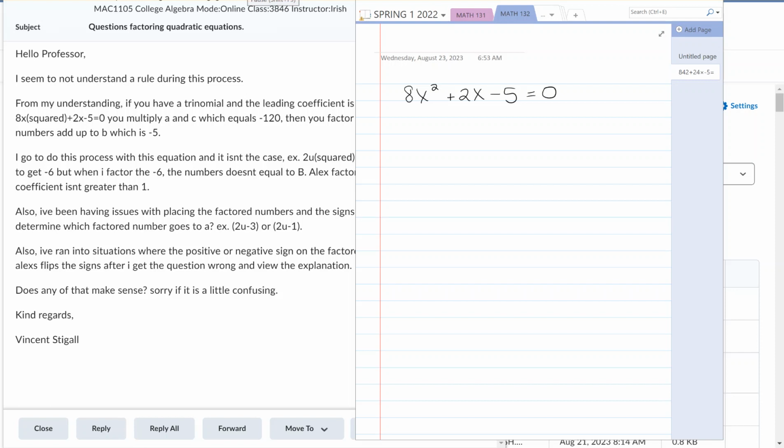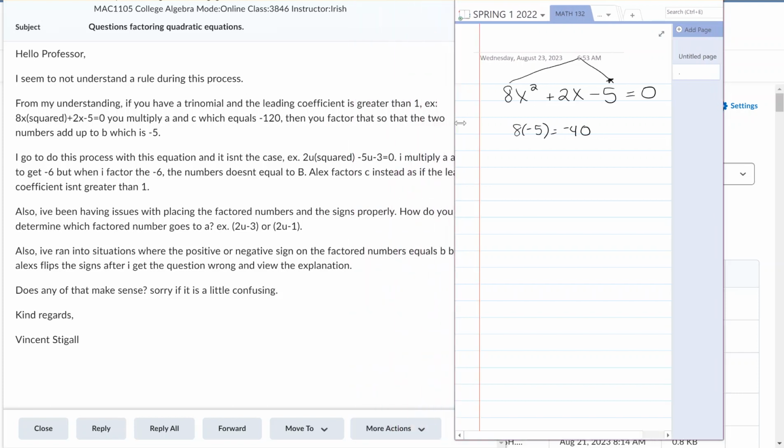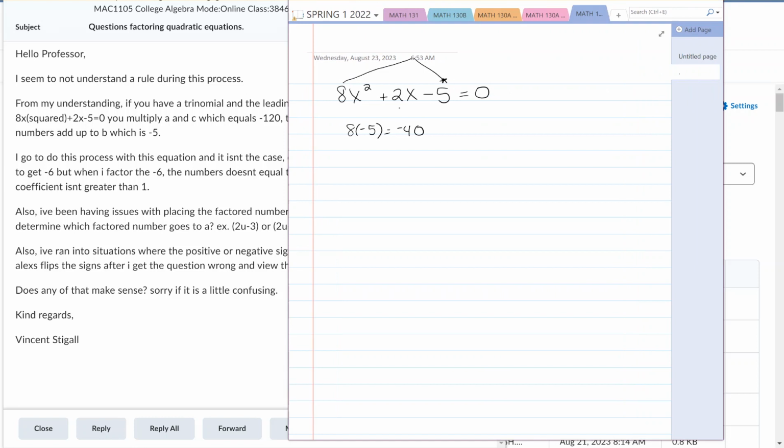So I'm really confused because in your first example, it doesn't make sense. 8x squared plus 2x minus 5. If I multiply a and c together, a is here, c is there, 8 times negative 5 is negative 40, not negative 120. And then you say something about when you factor that so that the two numbers add up to b, which is negative 5, the b is 2.